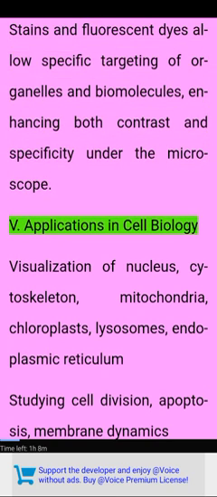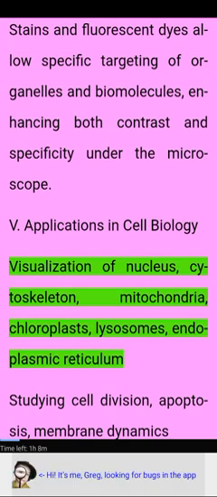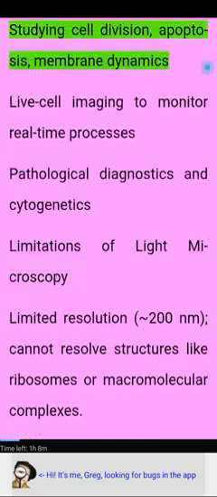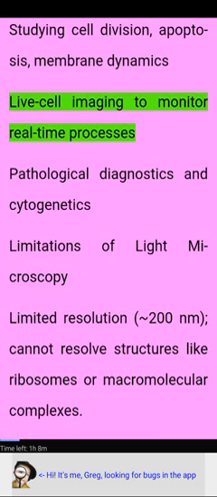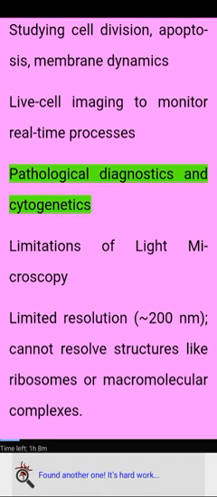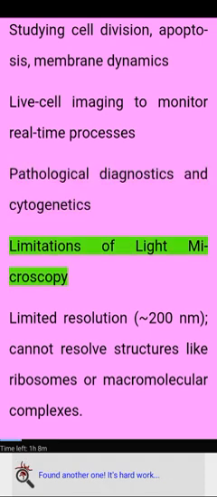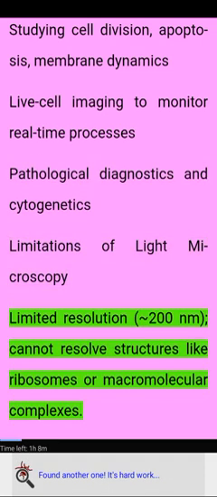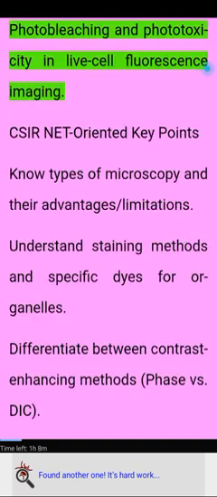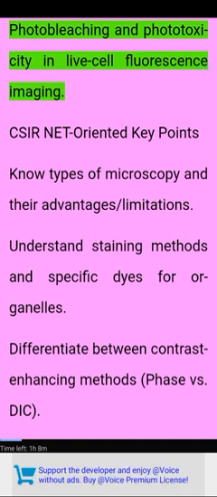V. Applications in cell biology. Visualization of nucleus, cytoskeleton, mitochondria, chloroplasts, lysosomes, endoplasmic reticulum. Studying cell division, apoptosis, membrane dynamics. Live cell imaging to monitor real-time processes. Pathological diagnostics and cytogenetics. Limitations of light microscopy: limited resolution, approximately 200 nanometers, cannot resolve structures like ribosomes or macromolecular complexes. Photobleaching and phototoxicity in live cell fluorescence imaging.